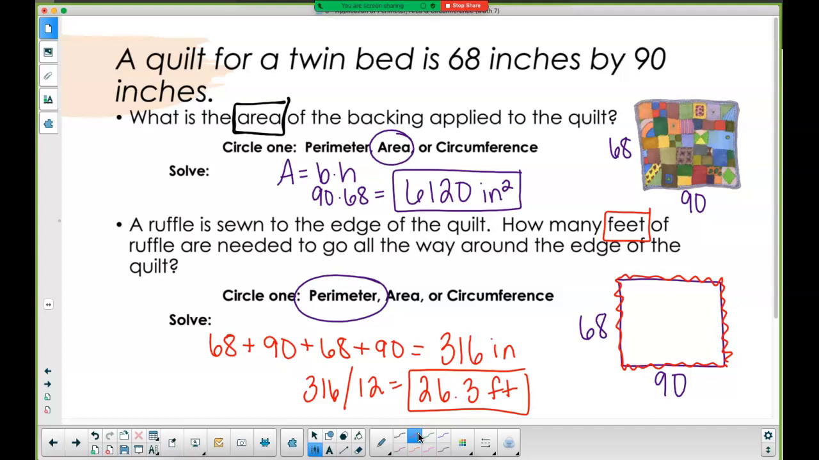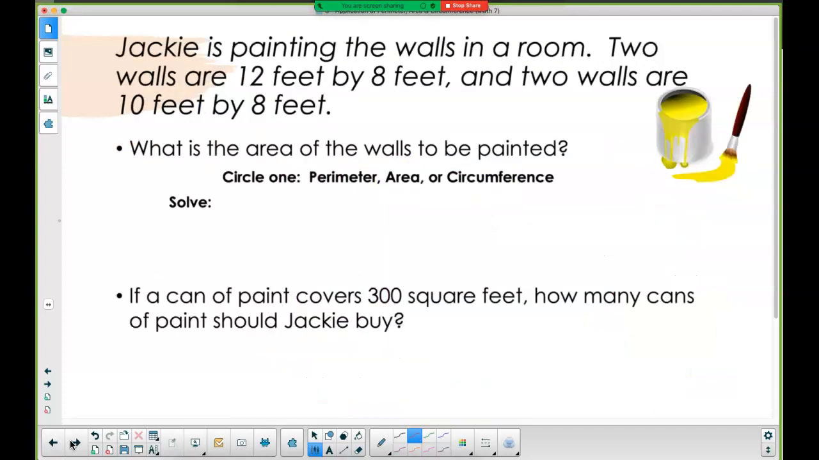Okay, let's look at the second one. Jackie is painting the walls in a room. 2 walls are 12 feet by 8 feet, and 2 walls are 10 feet by 8 feet. What is the area of the walls to be painted? Okay, so for the first part, are we finding perimeter, area, or circumference? Caleb? Area. Some of them are easy, right? Because this does say, what is the area. Okay, so it does specifically ask you area.